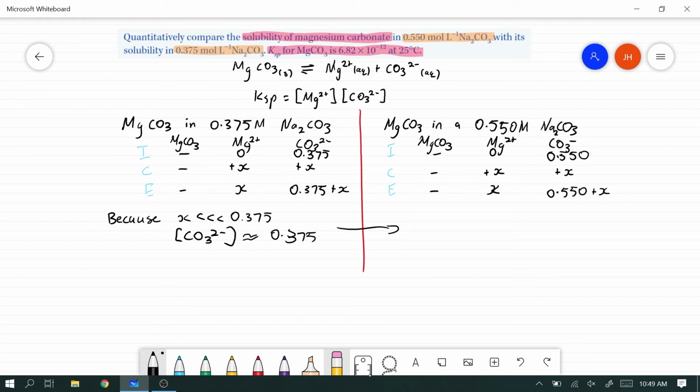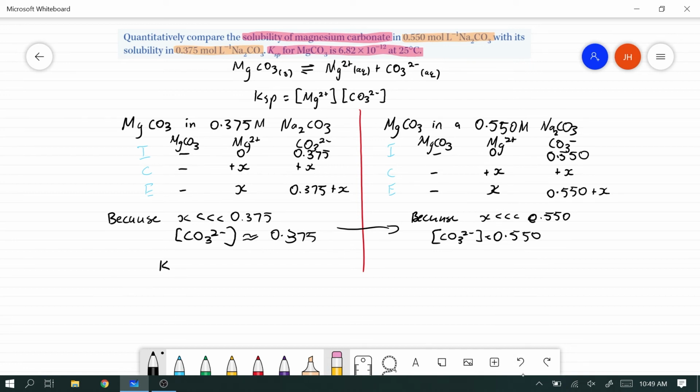We can use exactly the same logic over here as well. I'll quickly replicate that. So because that's the case, we can use that kind of information to make our life a little bit easier when going through with our equilibrium calculation. So that's only going to mean that we have one X term in both of our problems that we've got to solve.